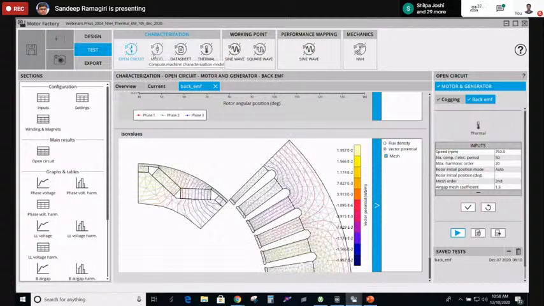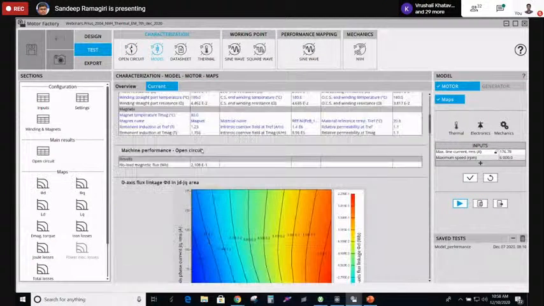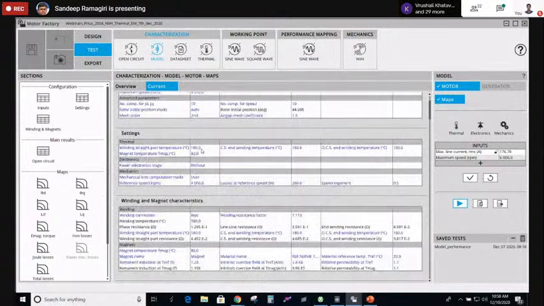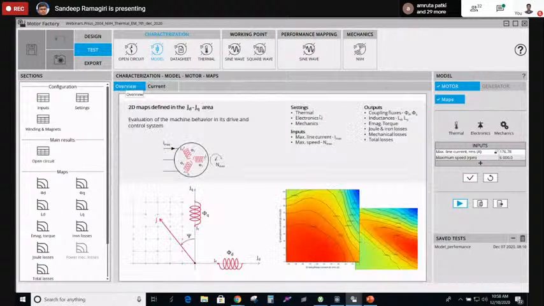So we will move to the motor test quickly. I will give you some insight about what are all the results that we can expect. So in the motor test, as I said in the overview, you can have thermal, electronic, and mechanical settings, and we can give the maximum line current and speed as an input, and these are all the outputs. So let me give you some insight.